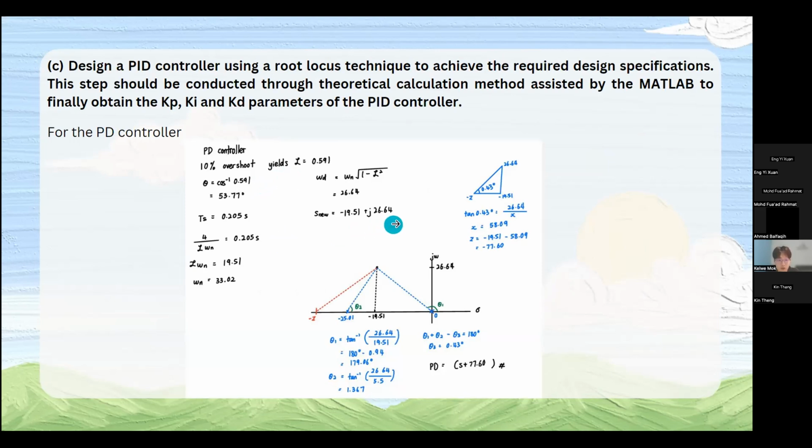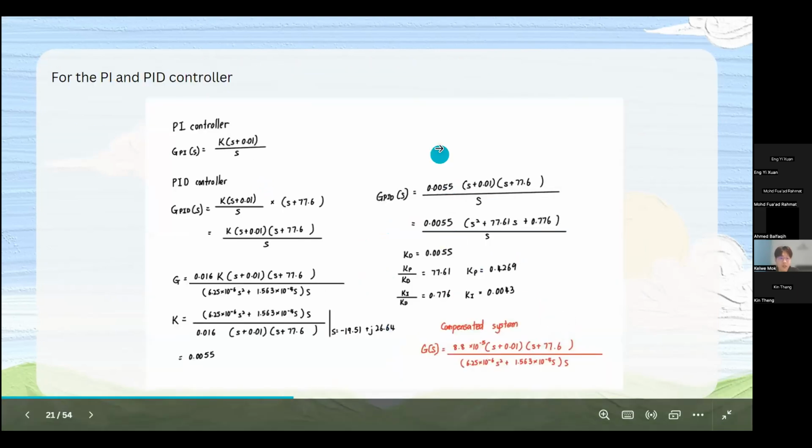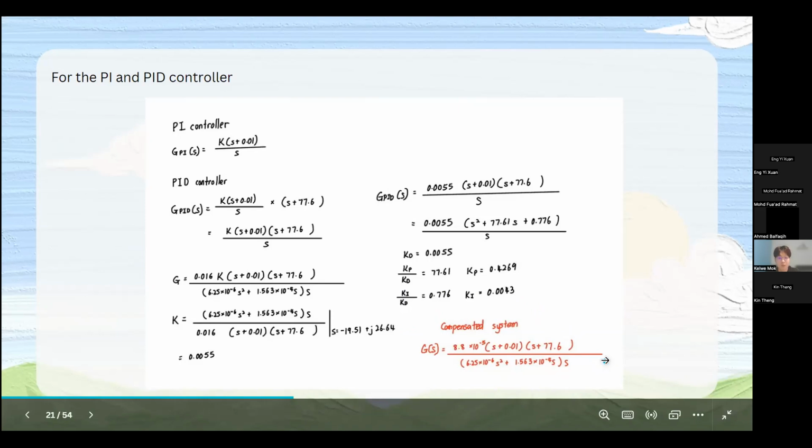And using the triangular calculation, we can get the Z, which is equal to negative 77.6. Next, we design the PI controller to reduce the error to 0, and we choose the GPI as equal to S plus 0.01 over S. By multiplying the PI and PD controller, we can get the transfer function for the PID controller and get the KD, KP, and KI. So the red color one is the transfer function of our command center system after multiplying GPIS with GS.